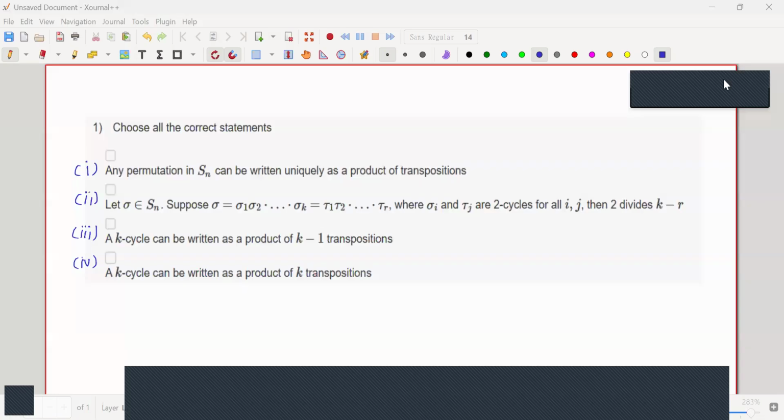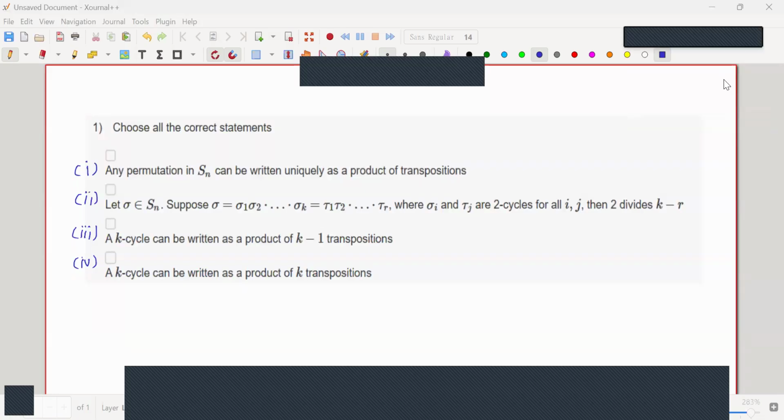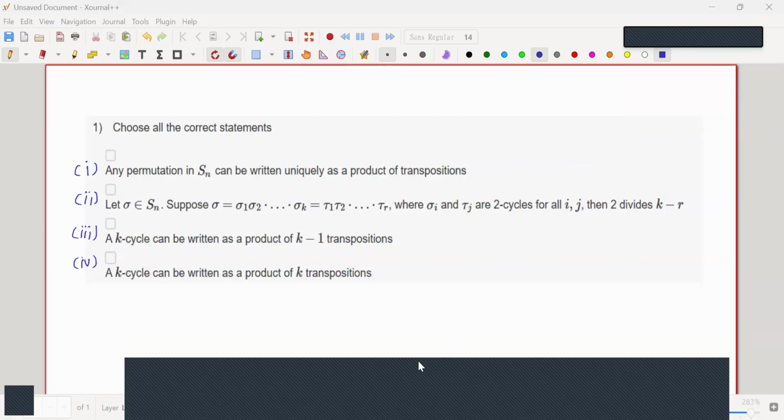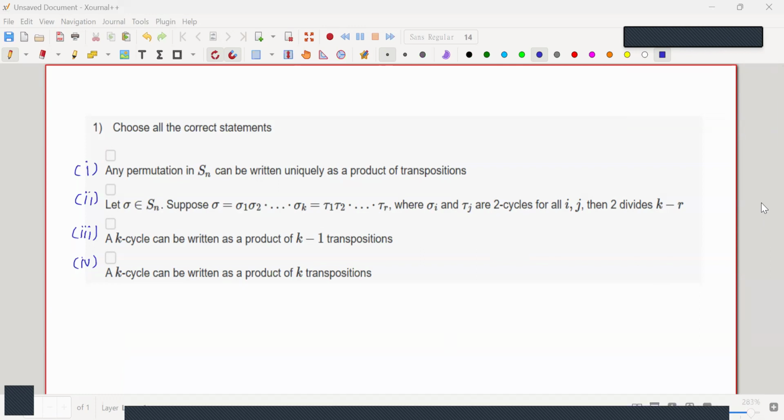Yes, sir. Okay. So we were supposed to discuss assignment 6, and here is the first question. It says we need to choose the correct statement. First one is: any permutation in Sn can be written uniquely as a product of transpositions.